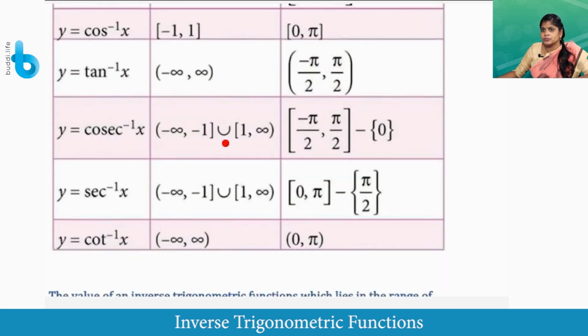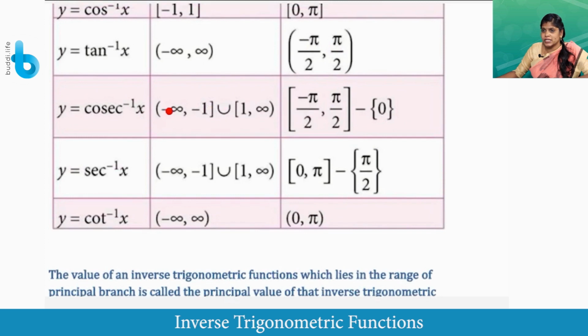Okay, now next for cosecant inverse. Again the domain ranges from minus infinity to minus 1 and from 1 to infinity. Since infinity has an open bracket, minus infinity will not be included. After -1 it's a closed bracket, which means -1 will be included, and 1 will be included, but infinity will not be included. You have to be careful with this usage of brackets.